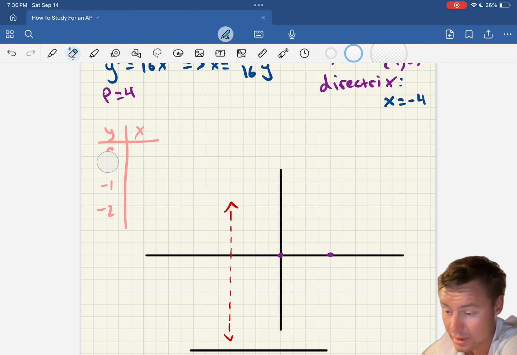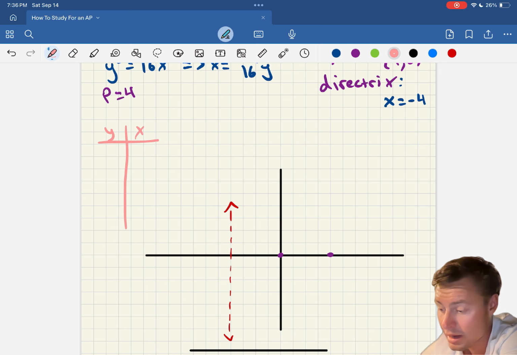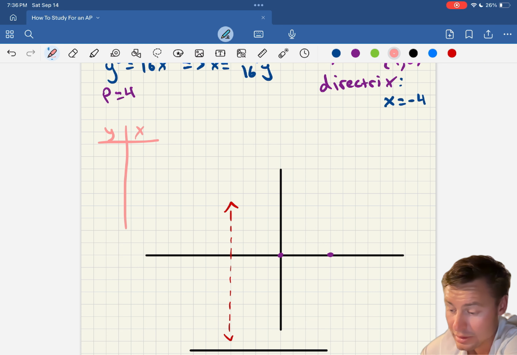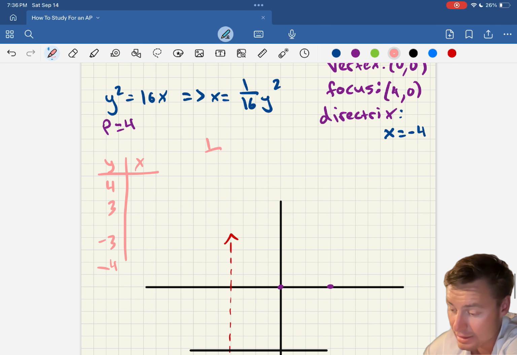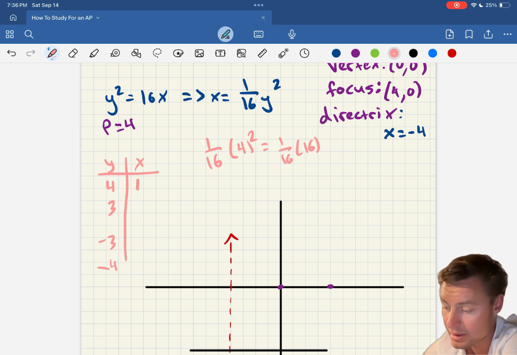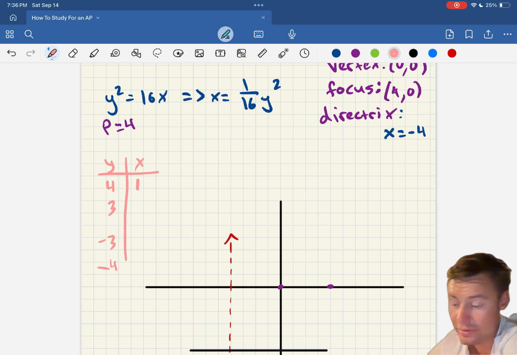Let's pick something like y equals 4, y equals 3, y equals -3, and -4. So when y is 4, let's find x. 1 over 16 times 4 squared is equal to 1 over 16 times 16, which is just 1. Okay, that's easier to plot. When y is 3, I'll have 3 squared, which is 9. 9 times 1 over 16 is just 9/16.